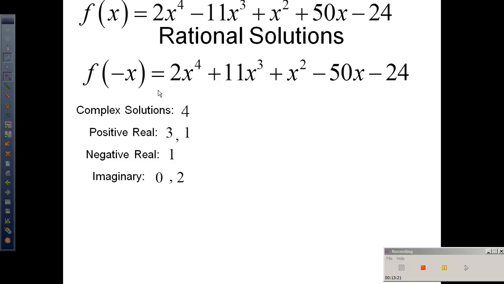On the test, I usually put 1 or 2 problems that are like this, where I ask you how many complex are real, how many positive real, how many negative real, how many imaginary, all that type of thing.